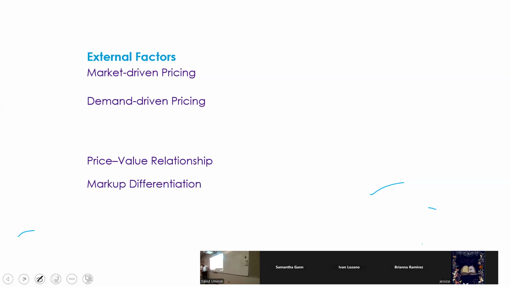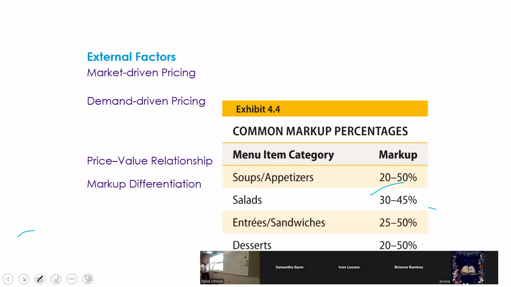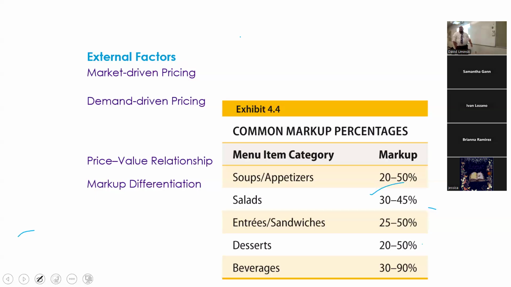We also have what's called the markup differentiation. Okay. The markup differentiation, this concept just basically says we can't charge the same markup on every single menu category. Some menu categories have a higher markup, some of them have a much lower markup. And what I mean by that is how much we can charge above what it costs us to make it. It's not the same. So let's take two very drastic ingredients or two very drastic things on our menu.